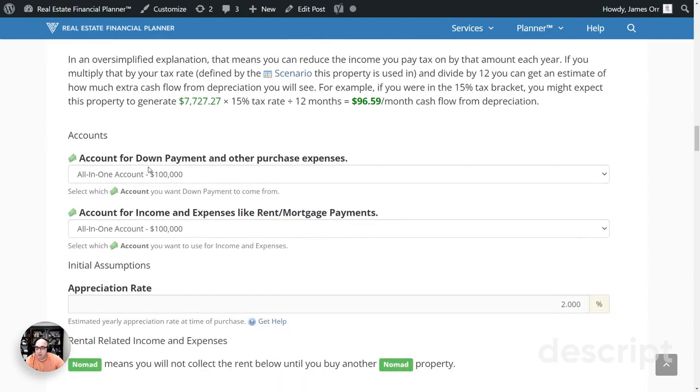The accounts show where's she getting this down payment from? She's getting it from that $100,000 all-in-one account. And then where are we depositing any rents that come in, and where are we taking out the mortgage and the taxes and the insurance? We're all doing that out of the all-in-one account as well. You could, in theory, actually set up the scenario so that you're pulling down payments out of one special account, and then you've got all the income and expenses going into another account and coming out of the other account. In this case, we've just done them all together.